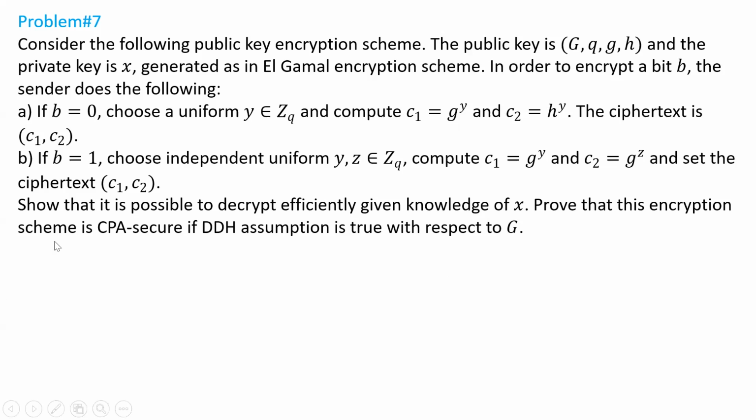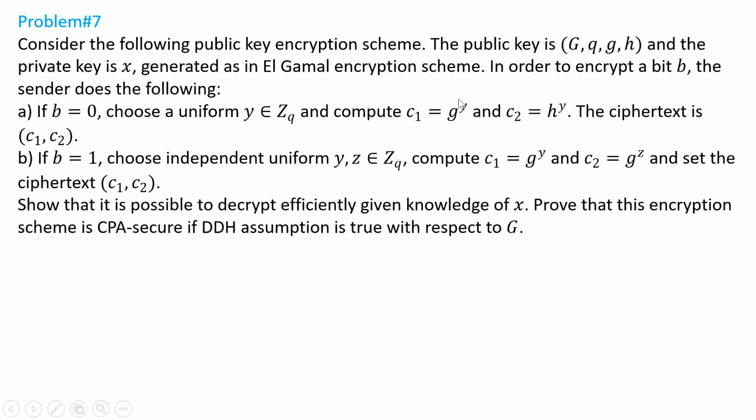Okay, I just analyzed why the scheme is CPA secure. However, I forgot to mention what the decryption algorithm actually is. So the question was: show that it is possible to decrypt efficiently given knowledge of X. This is very trivial actually. Just see the form of the ciphertext. So if it is an encryption of b equal to 0, then it is always true that C2 is equal to C1 to the power X.